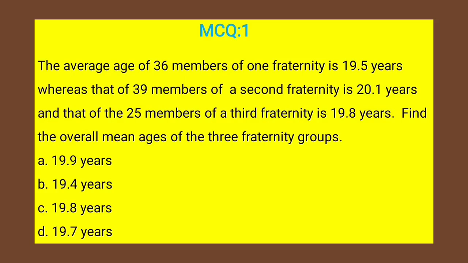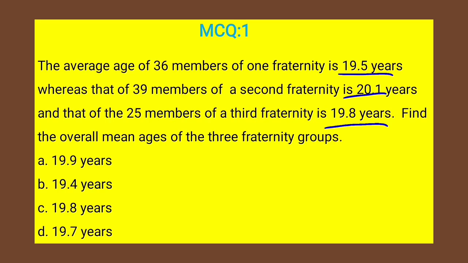So this happens to be our first question. The average age of 36 members of one fraternity is 19.5 years, whereas that of 39 members of the second fraternity is 20.1 years. Then that of 25 members is 19.8 years. Find the overall mean age of the three fraternity groups. So that's what we are asked to find.